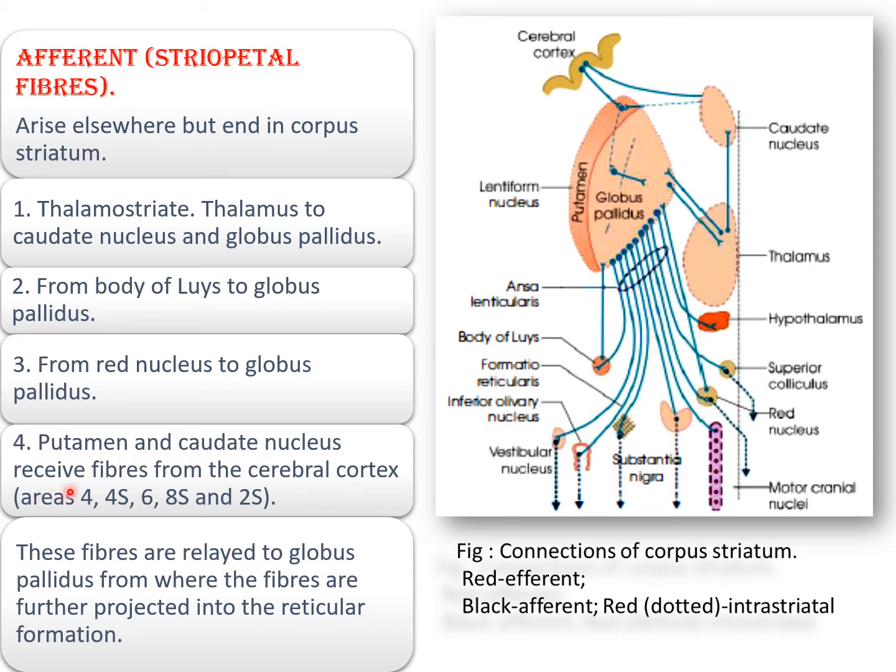And the putamen and caudate nucleus receive fibers from the cerebral cortex, areas 4, 4S, 6, 8S and 2S. These fibers are relayed to the globus pallidus, from where the fibers are further projected into the reticular formation. So in this figure, these are the connections of the corpus striatum: red indicates efferent, black indicates afferent, and red dotted indicates intrastriatal.